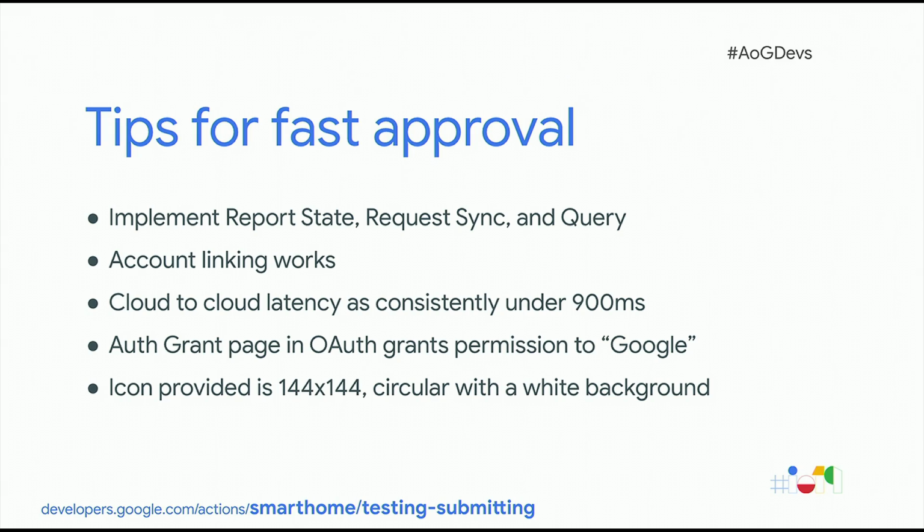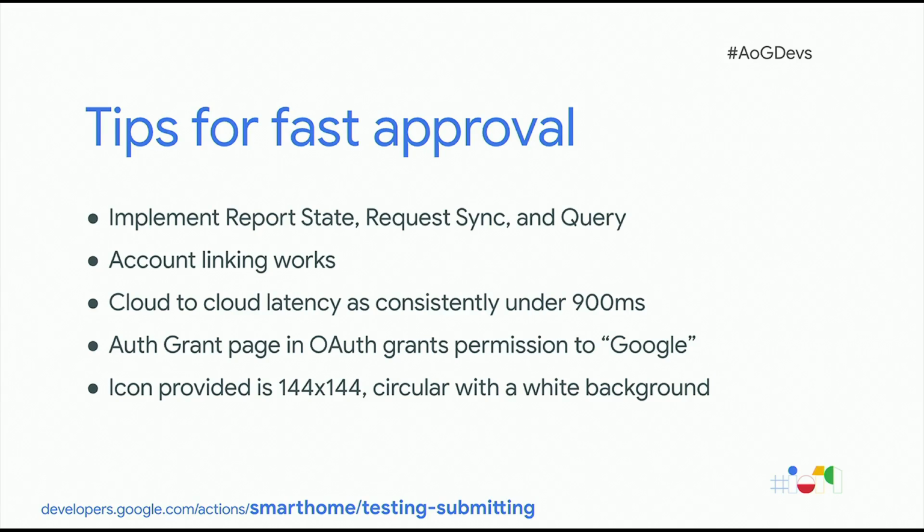The next is to make sure that the authorization grant in your OAuth flow grants permission to Google and not something else. We don't want to see permissions granted to Google Assistant or Google Home or Nest or anything else, just Google. And finally, make sure that the icon that you provide is 144 by 144, circular with a white background.